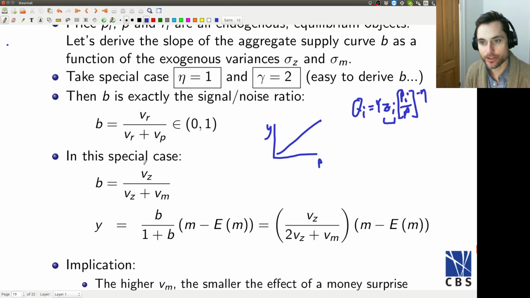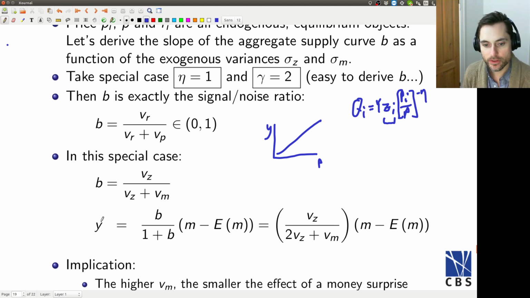Okay, so in this special case, because of eta being equal to 1, the variance of the relative price is just equal to the variance of the demand shock. And then the variance of P is just equal to the variance of the money supply. So I'm not going into why that is, but it just happens to be true for this particular parameterization.